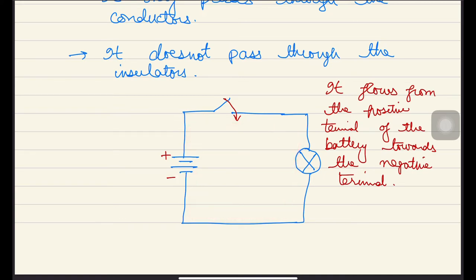But over here, we are not discussing the flow of electrons. We are discussing the direction of the current. So the direction of current is opposite to the flow of electrons. That is called the conventional current.